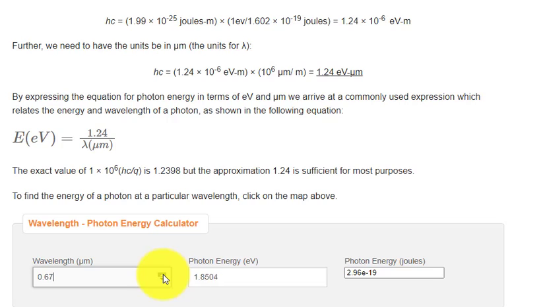By expressing the equation for photon energy in terms of eV and micrometers, we arrive at a commonly used expression which relates the energy and wavelength of a photon, as shown in the following equation. The exact value of 1 times 10 to the 6, hc is 1.2398, but the approximation 1.24 is sufficient for most purposes.